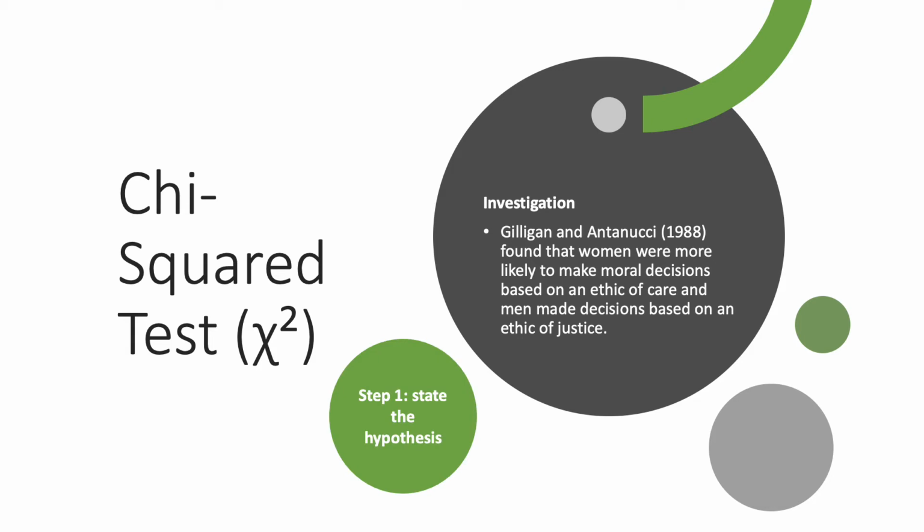Because it can be a test of difference and association, you need to state both sorts of hypotheses. So the alternative hypothesis stating that there will be a difference, the alternative hypothesis stating that there will be an association, and the null hypothesis stating that there won't be an association. So you need to be writing 3 hypotheses for this. This is going to be written as a non-directional or a two-tailed hypothesis.